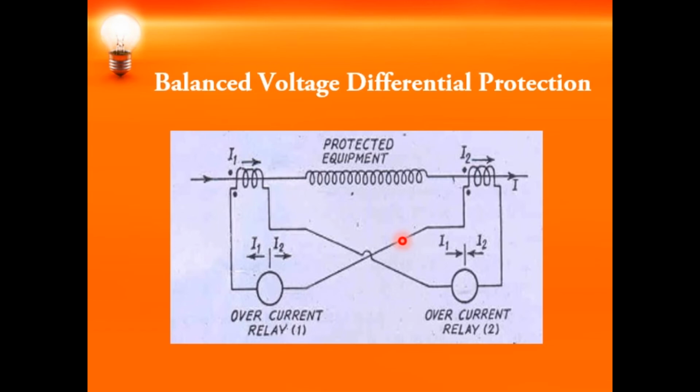But whenever there is an internal fault, the differential current will flow through the system, and therefore the relay is going to operate, whenever the current flowing through it exceeds the pickup value. So this is how we can achieve a balanced voltage differential protection. This is about the percentage differential protection scheme, which is used especially to protect the transmission lines. Thank you.